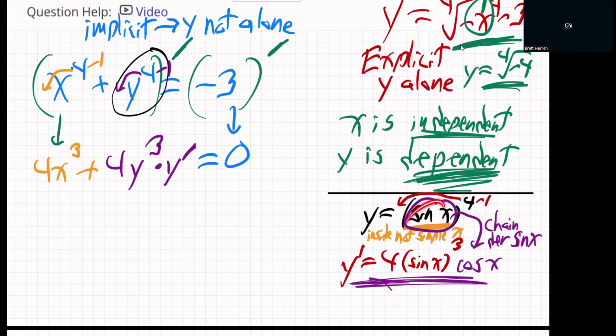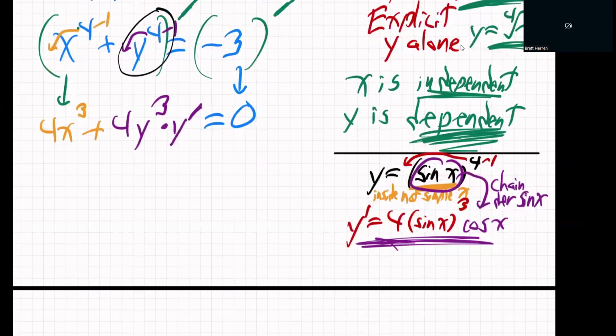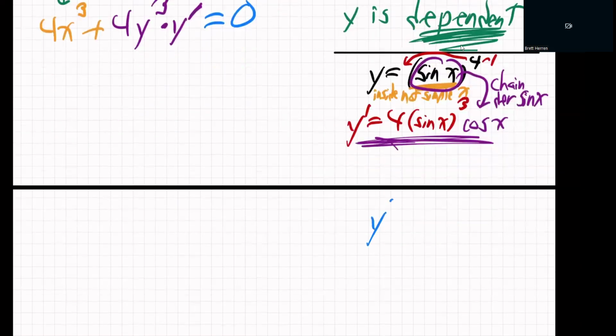Remember the chain rule. If the inside function is not a simple x, you do the outside first, bring down the 4, subtract 1, and then you multiply. Since the inside was not a simple x, it was sine x, you multiply by the derivative of the inside, cosine x. Well, that's what I'm doing here. Do you see that? When I've got y, here, let me bring it down here. When I've got y to the fourth power, y is like sine x. It's like sine x to the fourth power.